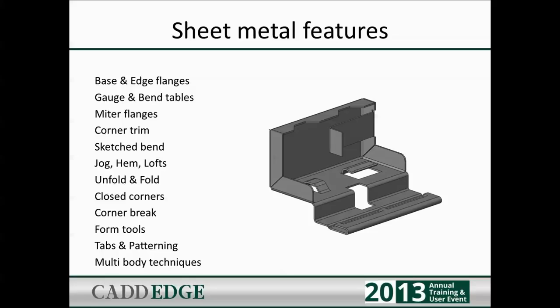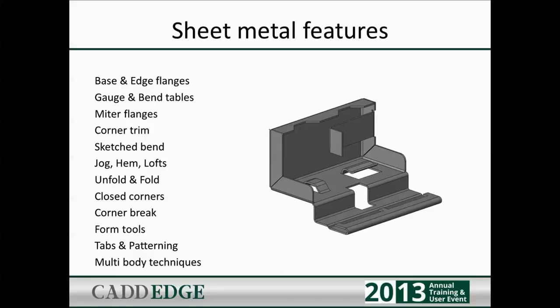So some sheet metal features. Obviously, we have base and end flanges. And flanges you can see here, here on the bottom. A base flange will be typically your first feature if you're using the flange method. Actually, it will be the first feature. We have gauge and bend tables. We can control our part with tables as well. Miter flanges, we have corner trim, sketch bends, jog hems, lofts, fold and unfold.